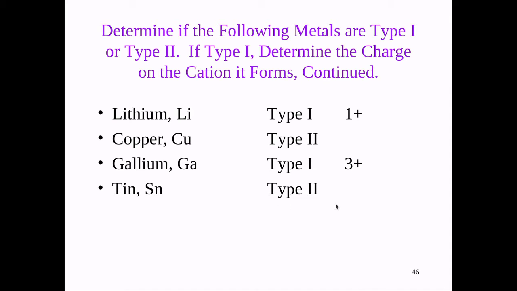Tin is one of our transition metals again. We're not going to know what the charge is on that. It's usually, again, either a 2 or 3+. Strontium is going to be known, that's in group 2 on the periodic table. It's a type 1, and it's got a 2+ charge.